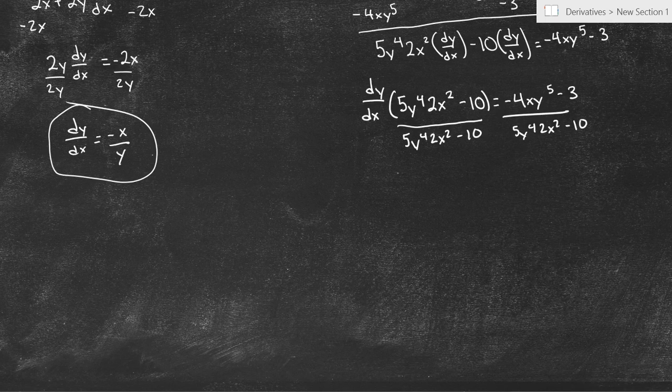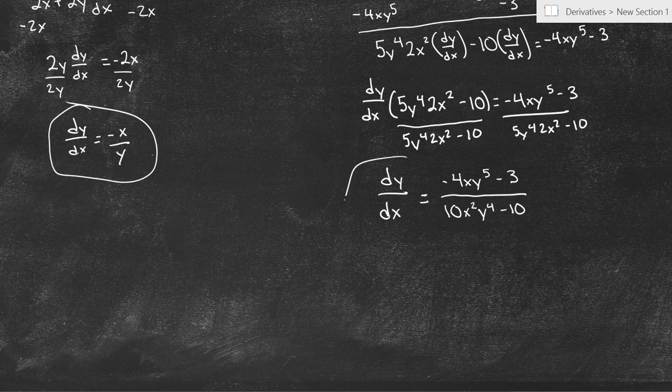And I'll get dy/dx, finally got an answer here, equals negative 4xy to the fifth minus 3 divided by, let me simplify this term a little bit, I can multiply my constants. I'll get 10x squared y to the fourth minus 10. And that would be my derivative.